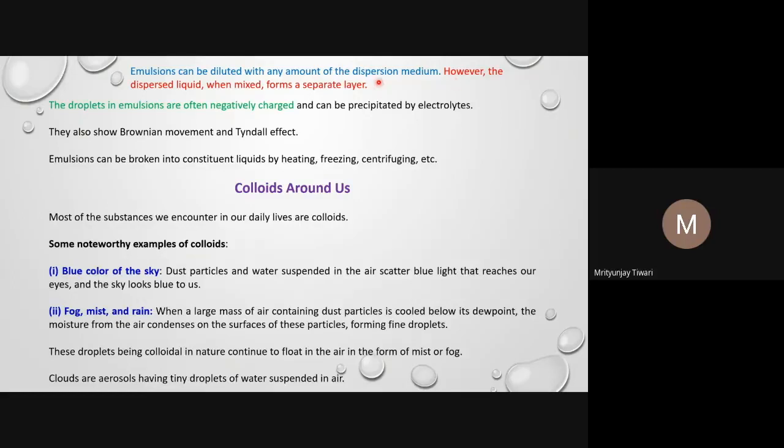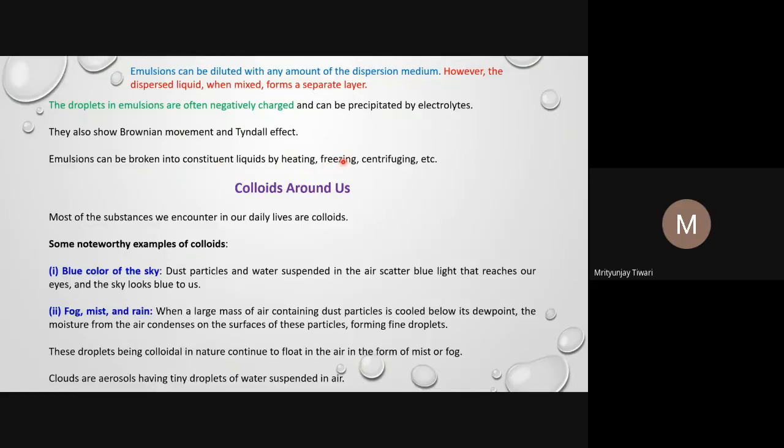The droplets in an emulsion are often negatively charged and can be precipitated by electrolytes. They also show Brownian movement and the Tyndall effect because they are colloidal particles, so all the properties of colloids will be there for emulsions as well. Emulsion can be broken into constituent liquids by heating, freezing, centrifuging, etc.